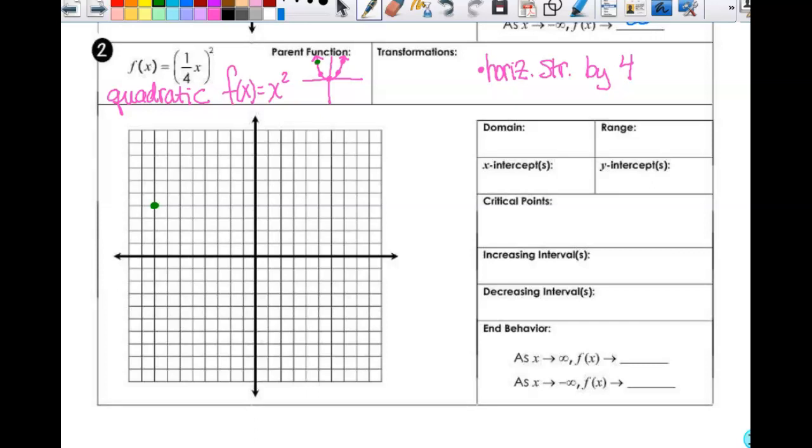Okay, so then my next one is at negative 1, 1. I start here. The only thing I have is a horizontal stretch by 4. My x value is negative 1. Multiply that by 4 and it becomes negative 4. That's my point.